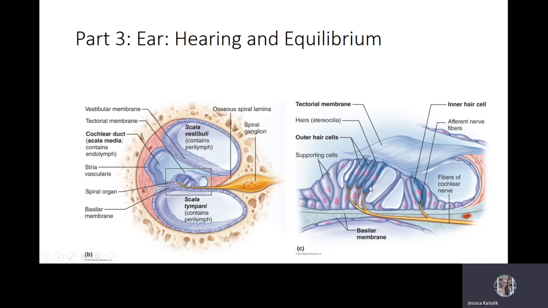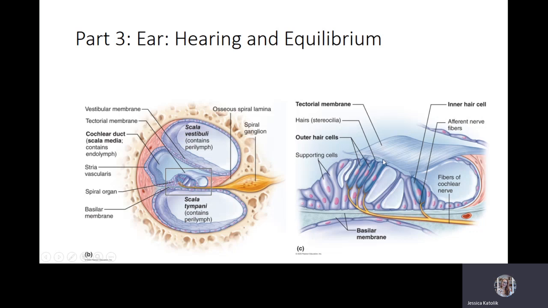So the two types of cells that we have in the spiral organ are the supporting cells. These are just epithelial cells that help the structure of the spiral organ. But then there are very special cells called hair cells. These are going to be the receptor cells. These cells will have stereocilia on the top. These are specialized microvilli. And these stereocilia will be embedded into an area called the tectorial membrane.